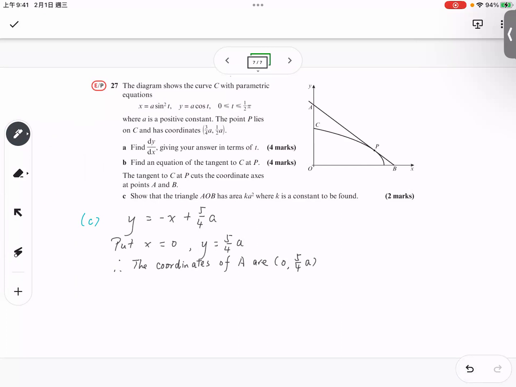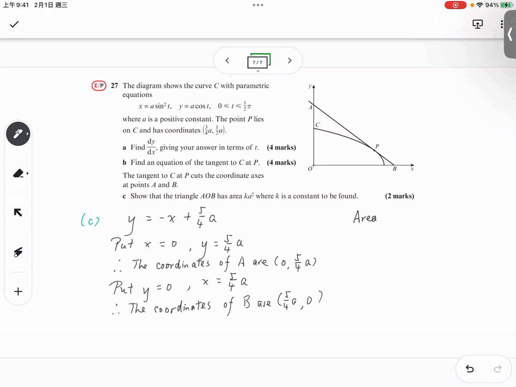Okay, obviously this one. So for another one, I will put y is equal to 0. Once again, you will see x is just equal to 5 over 4a again. So you know that the coordinates of B are (5 over 4a, 0). So this is part C. And I'm going to find the area of triangle AOB.